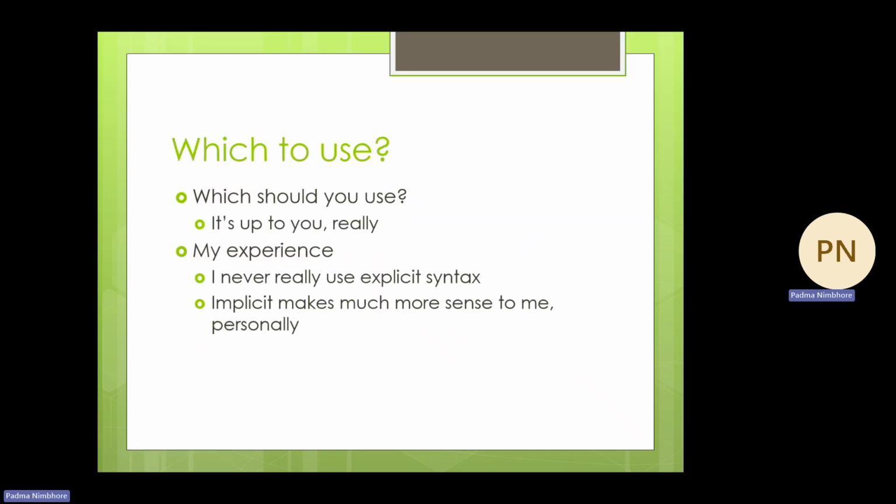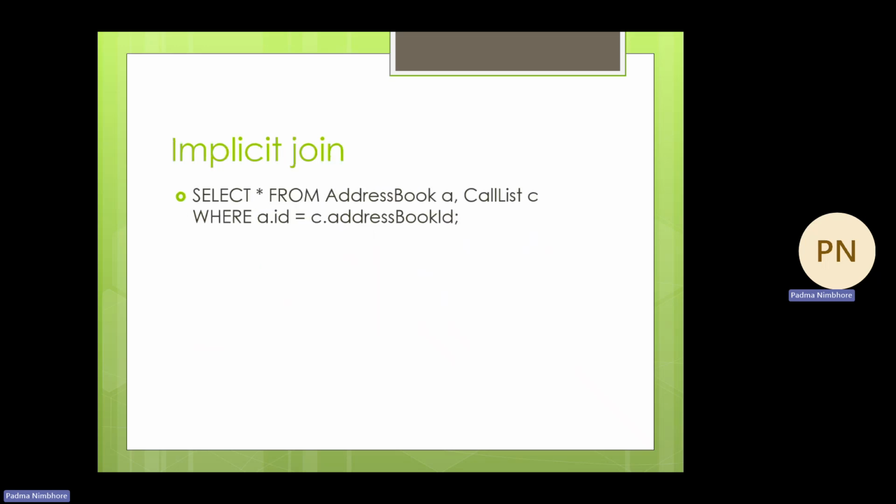So here, if we look at the explicit syntax, it is not what is used in practice, and naturally, if we look at it, the implicit one makes much more sense every time. So this is about the use of implicit and explicit joins.